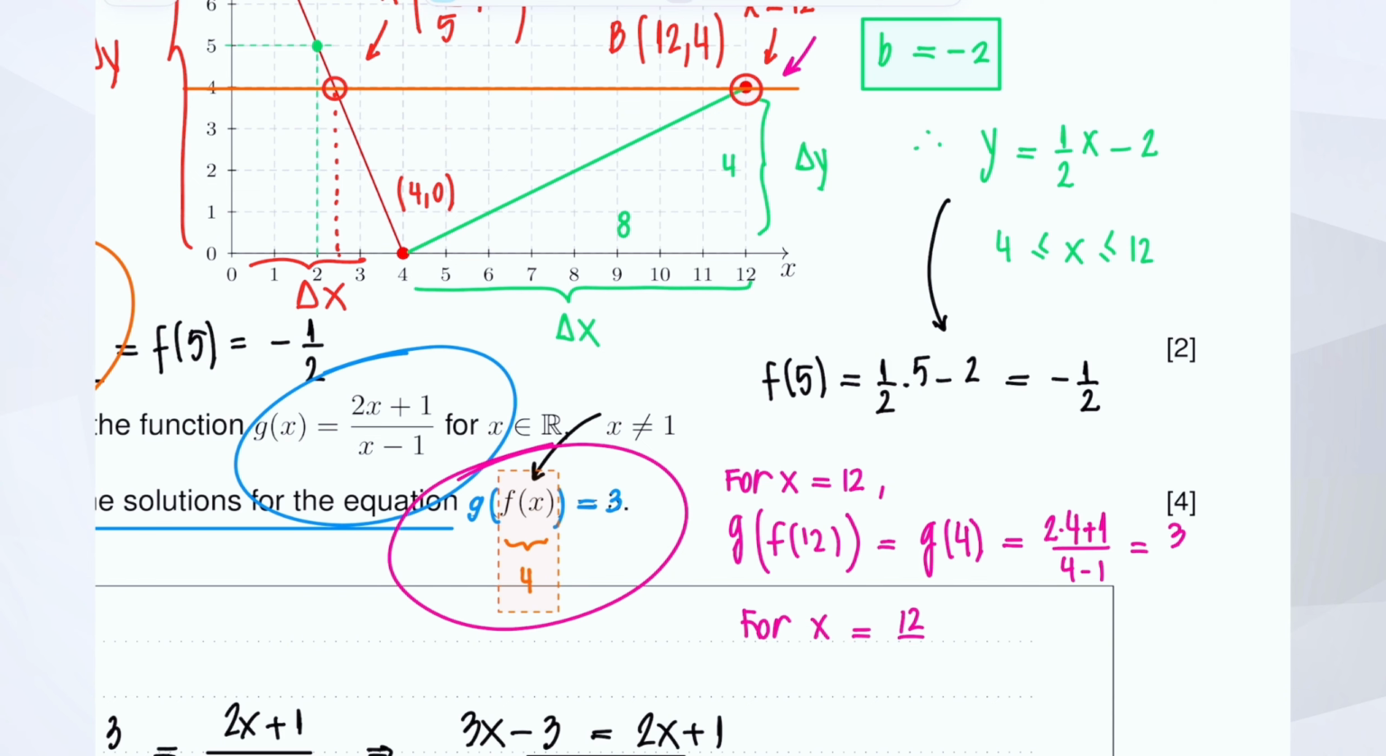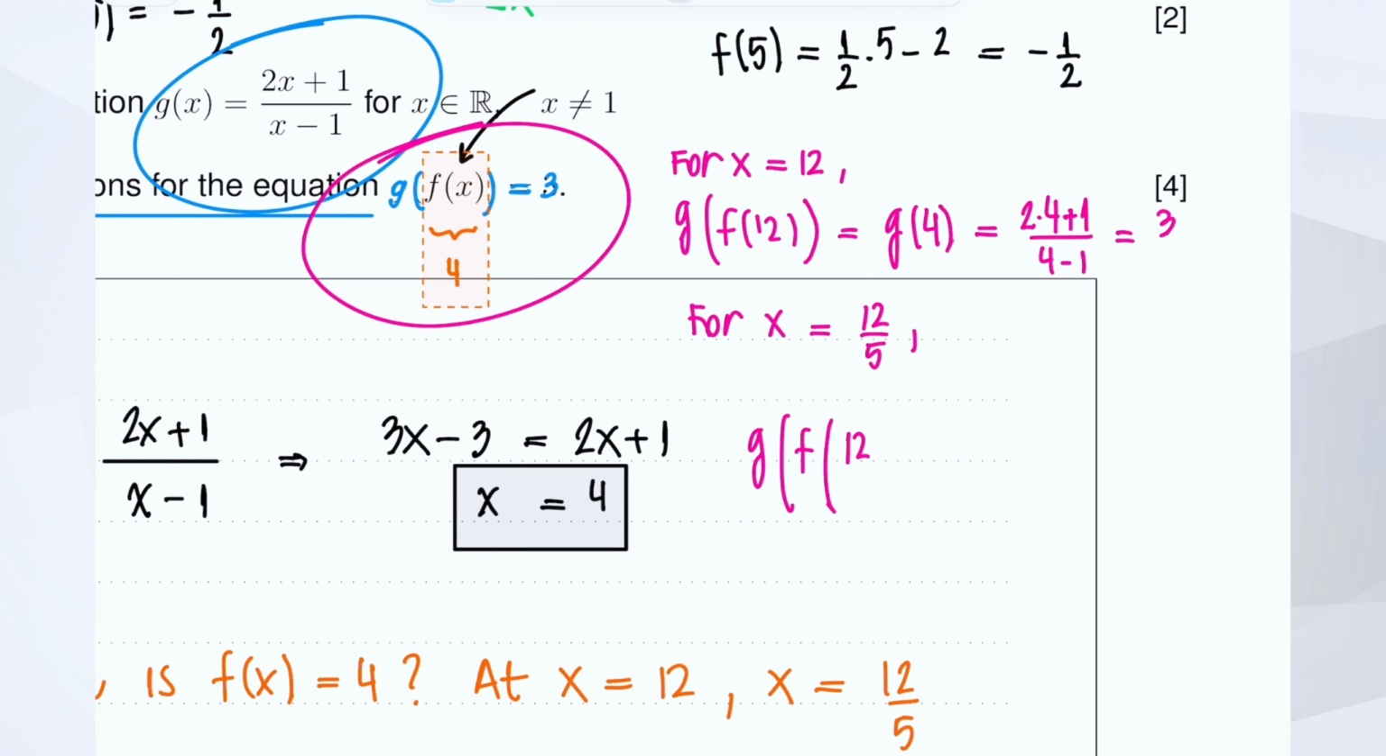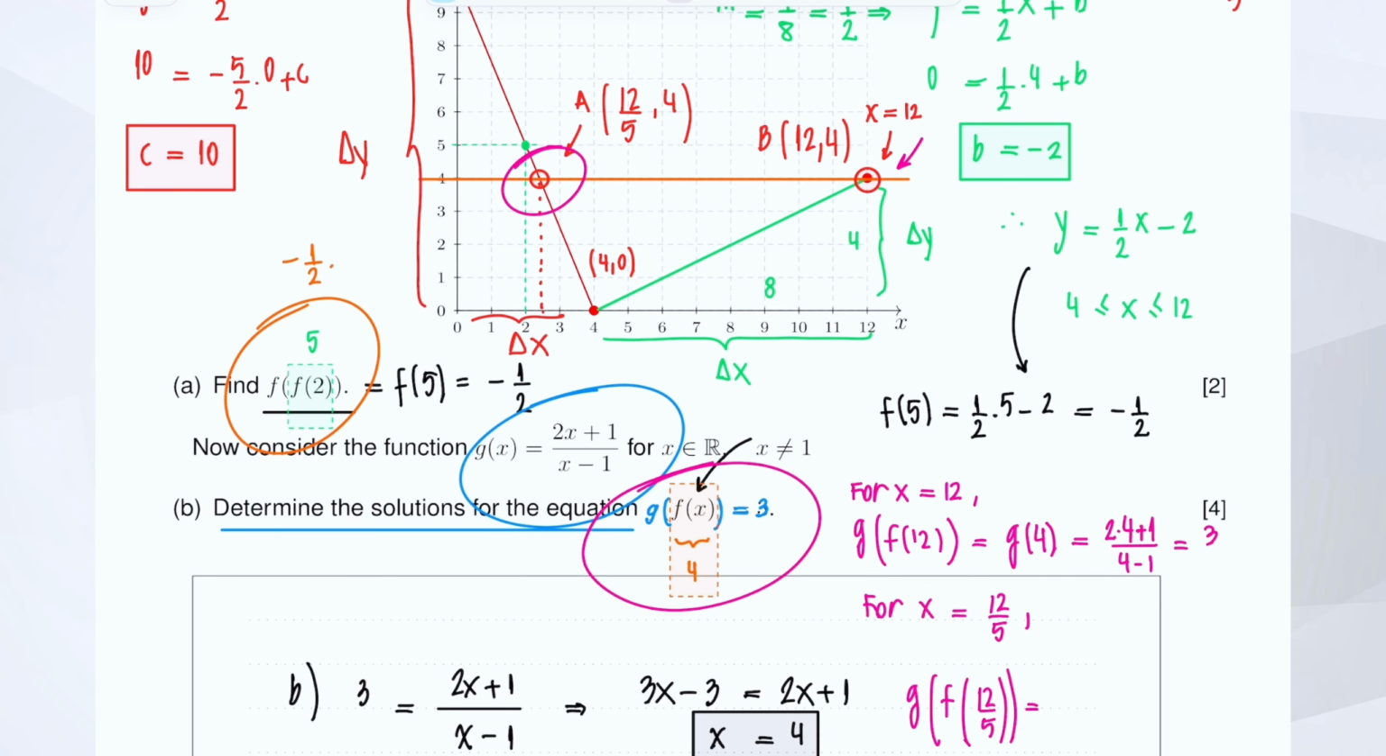So it works. Now, using the second case, we have g of f of 12/5, which is g of 4, given that this is the point (12/5, 4). And we know that g of 4 is equal to 3 because we just found that. So that's pretty much it.